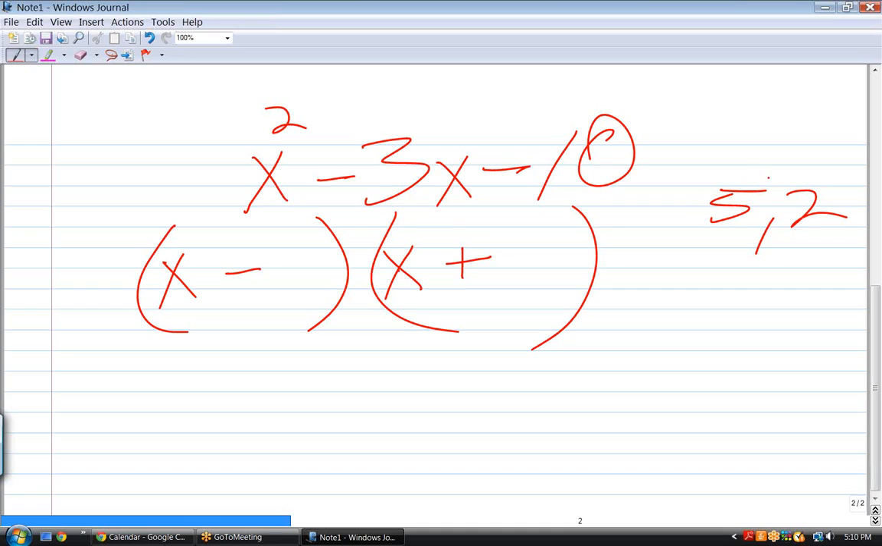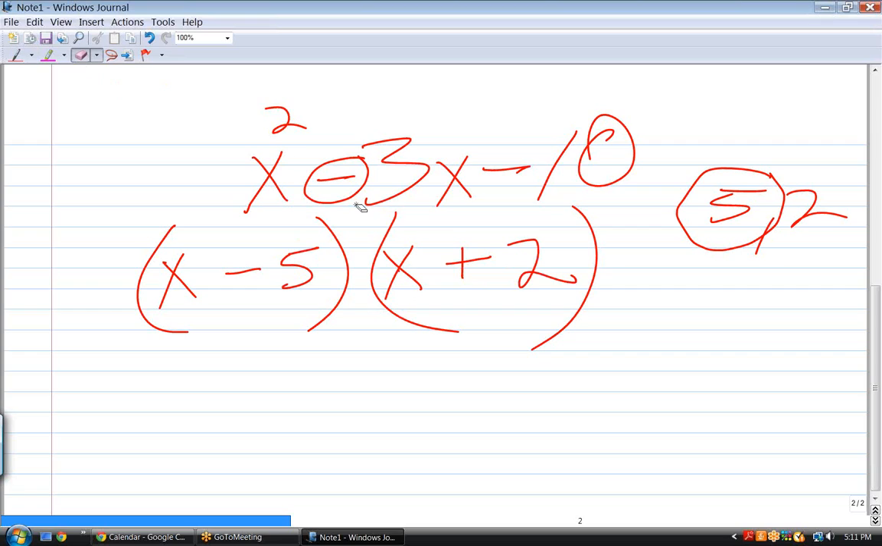Always remember the bigger factor goes with the sign of the middle term. So the 5 has to go with the minus. And the 2 has to go there.